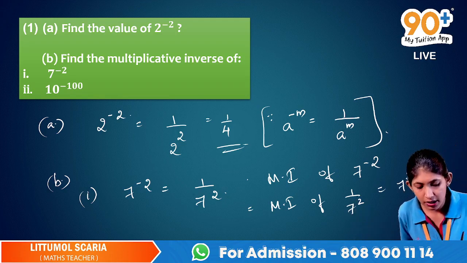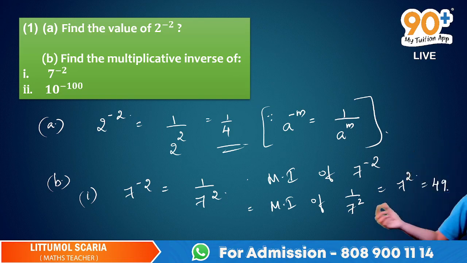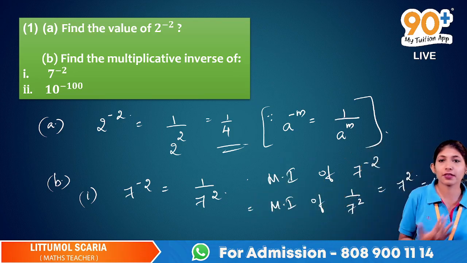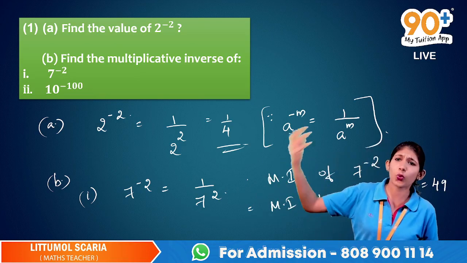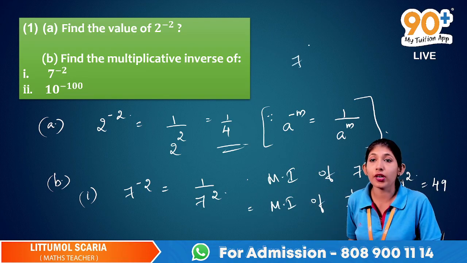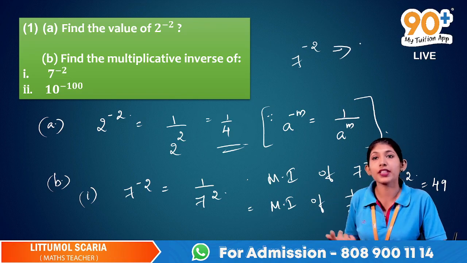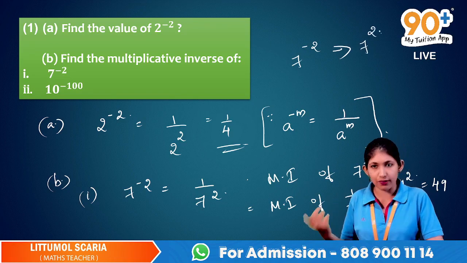So what is it? 7 to the power positive 2, which is equal to 49. Okay, 7 to the power positive 2, 49. Multiplicative inverse is the reciprocal. In a direct type, instead of doing these many steps, you can directly find the answer. So it's quite simple. 7 to the power minus 2 is our question. Its reciprocal or the multiplicative inverse is 7 to the power positive 2.